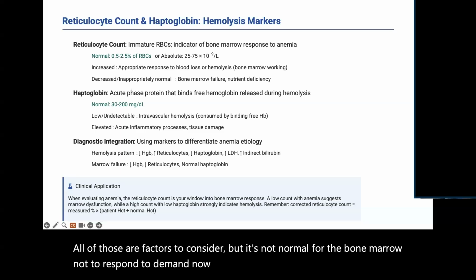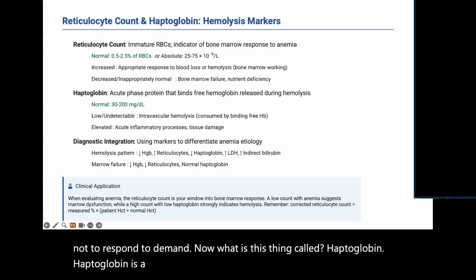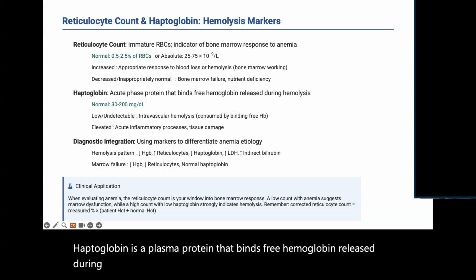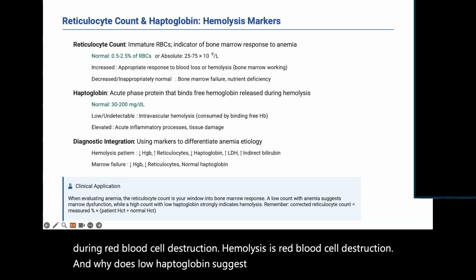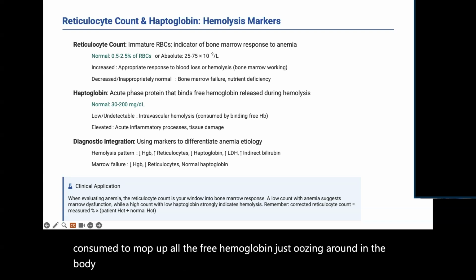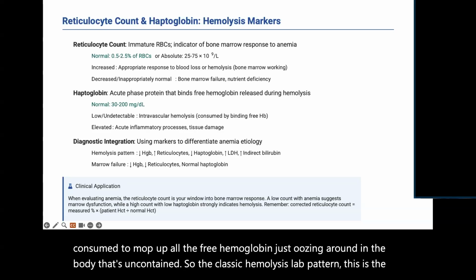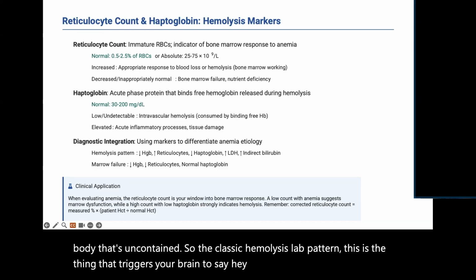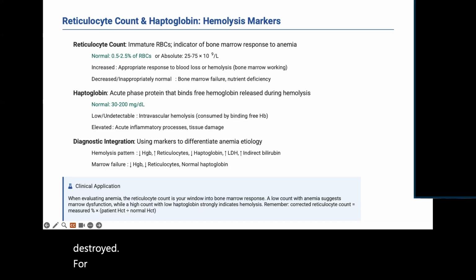Now, what is this thing called haptoglobin? Well, haptoglobin is a plasma protein that binds free hemoglobin released during red blood cell destruction. Hemolysis is red blood cell destruction. And why does low haptoglobin suggest hemolysis? Well, because it's being consumed to mop up all the free hemoglobin just oozing around in the body. That's uncontained. So the classic hemolysis lab pattern, this is the thing that triggers your brain to say, hey, red blood cells are being destroyed for some reason. Don't know why just yet.